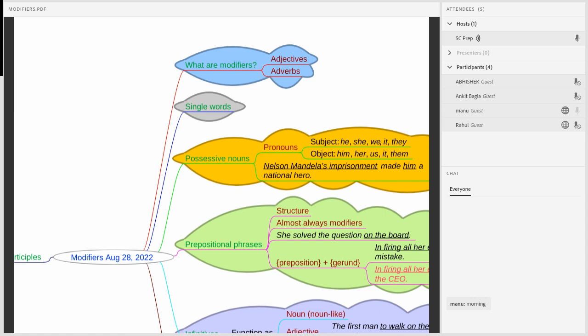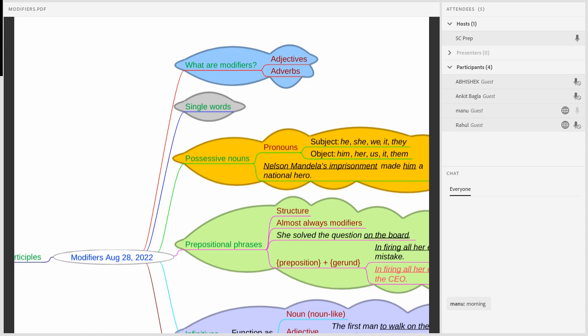What we're going to spend time on today is other structures that perform the function of modifiers. That is, they perform the functions of adjectives and adverbs, but they're not single word adjectives and adverbs. Slightly more complicated structures, but they end up performing the same types of roles. So let's get started. The first one is possessive nouns.